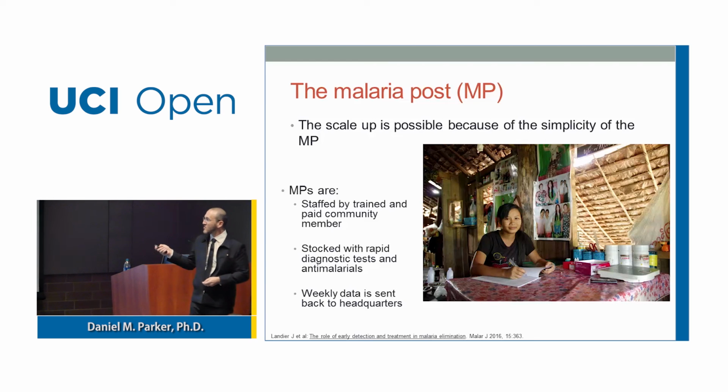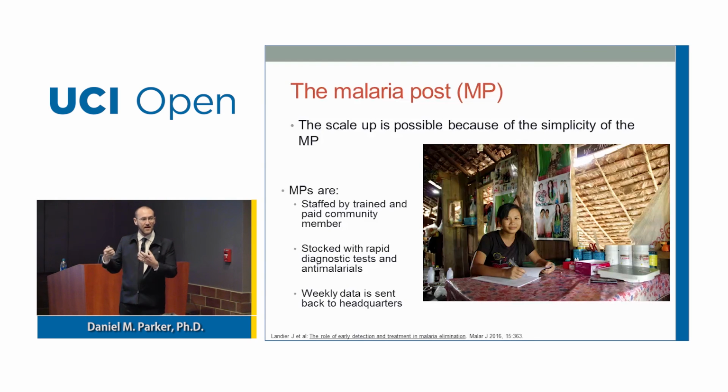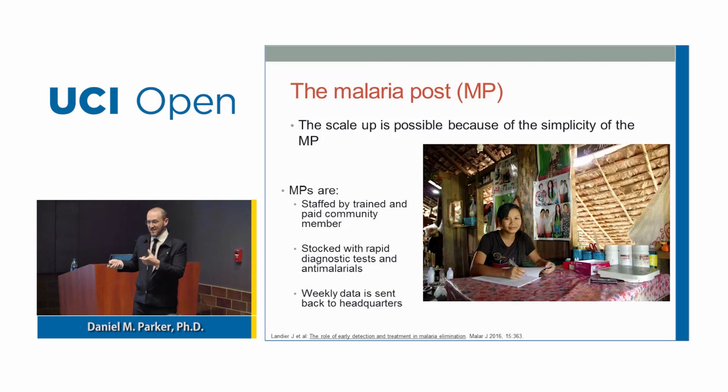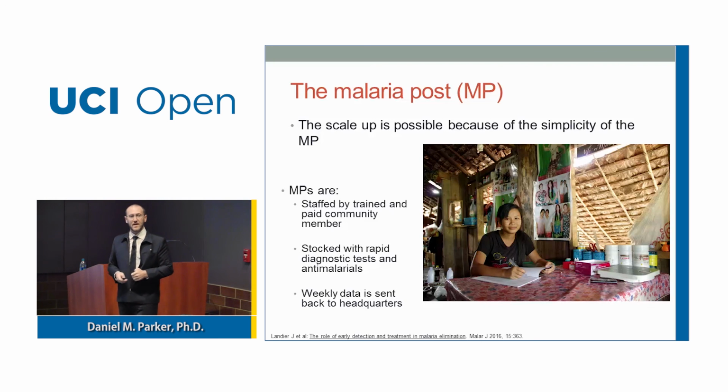The malaria posts are staffed by trained and paid community members. It's somebody actually from the community. Some of them are medics, but not all of them. But they've been trained to use a rapid diagnostic test to test for malaria. This looks kind of like a pregnancy test. You prick someone's finger, you put a drop of blood on it, and you get a line that indicates whether or not they have PF or PV. They're stocked with these rapid diagnostic tests and antimalarials, and weekly data is sent back to the headquarters.